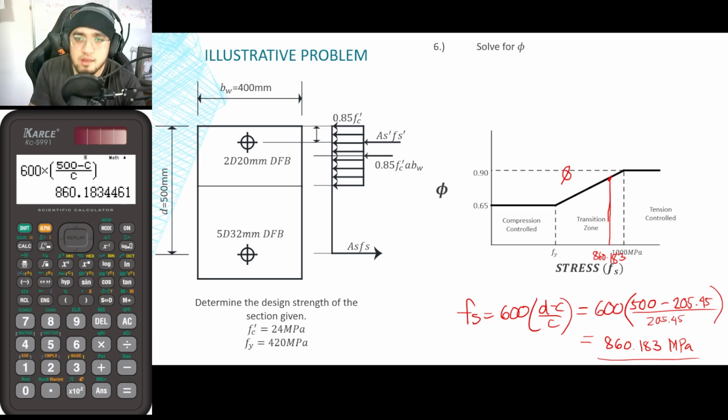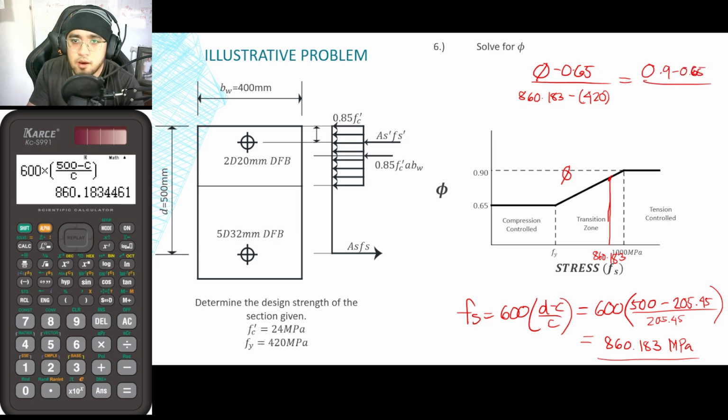Okay, so you will be getting the ratio and proportion of it. So from that, guys, phi minus 0.65 divided by 860.183 minus Fy of 420 is now equal to 0.9 minus 0.65 divided by 1,000 minus 420. Okay, so you can solve for the value of phi there.